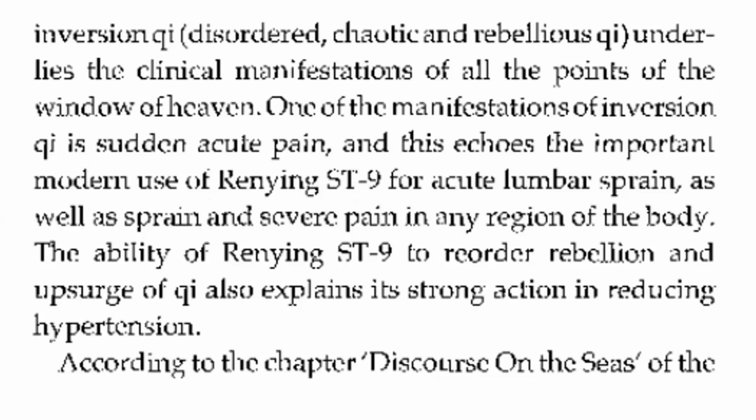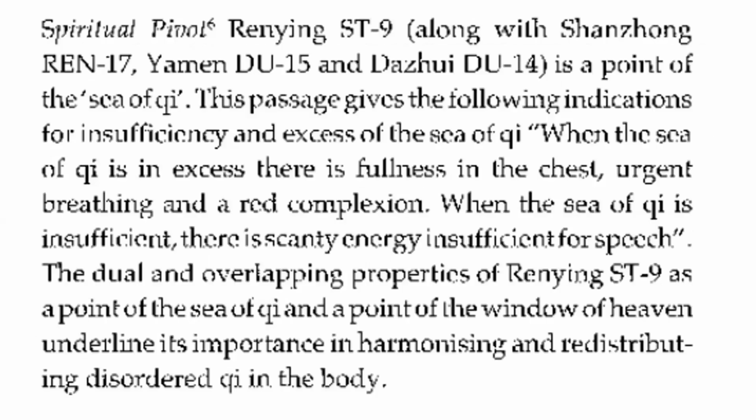One of the manifestations of inversion Qi is sudden acute pain, and this echoes the important modern use of stomach 9 for acute lumbar sprain, as well as sprain and severe pain in any region of the body. The ability of stomach 9 to reorder rebellion and upsurge of Qi also explains its strong action in reducing hypertension. According to the chapter Discourse on the Seas of the Spiritual Pivot, stomach 9 along with Ren 17, Du 15, Du 14 is a point of the Sea of Qi.